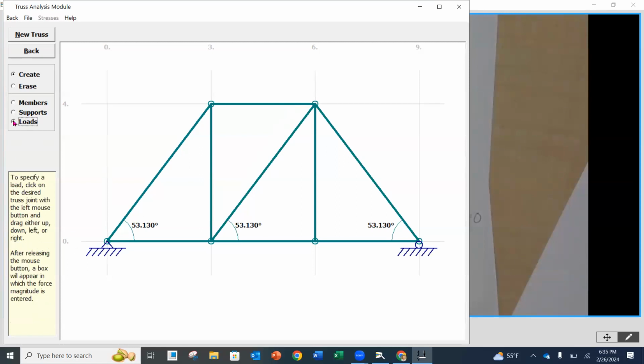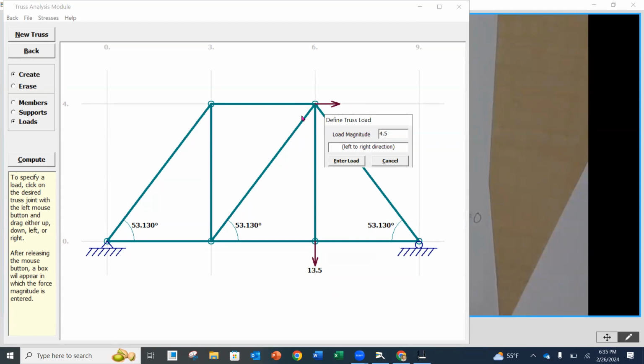Now I just need to add my loads. So I'm going to go over to my 13.5 going straight down. Notice that depending on which way I go here, it's going to drag. So I'm still depressing and holding, and I'm just going to release when it goes in that orientation. The magnitude is going to be 13.5. Then I'm doing the same thing up here. Go to the right, 4.5, enter.